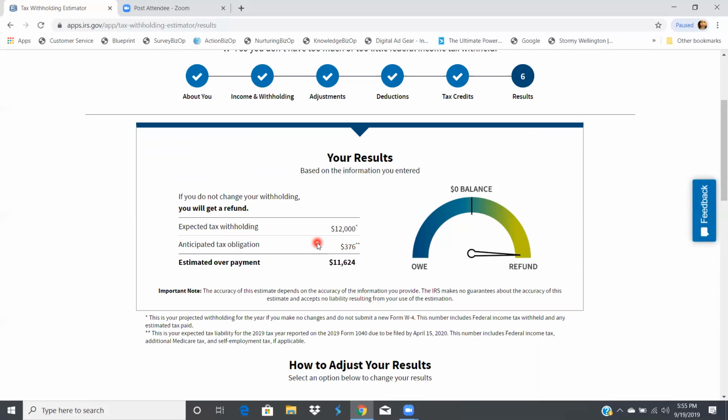But if I did not adjust my W-4, look how much they're taking out of my paycheck, over $12,000. And if you subtract the anticipated tax obligation, that means that my overpayment is $11,624. You mean to tell me that you will overpay your taxes over $11,000? Why would you do that? You mean to tell me that you couldn't have used that $11,000 and put it into your savings account, or used half of that money and paid down some debt, or used half of that money and put it into your retirement account so your money can have babies?